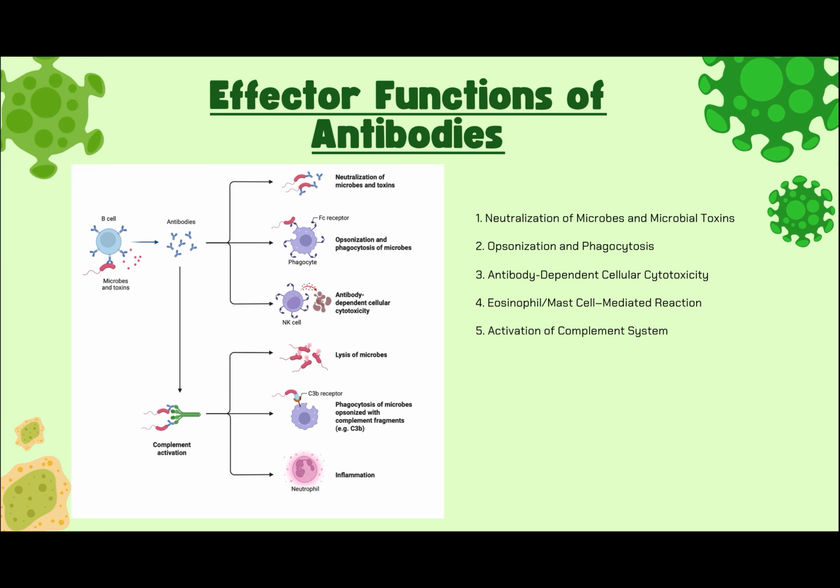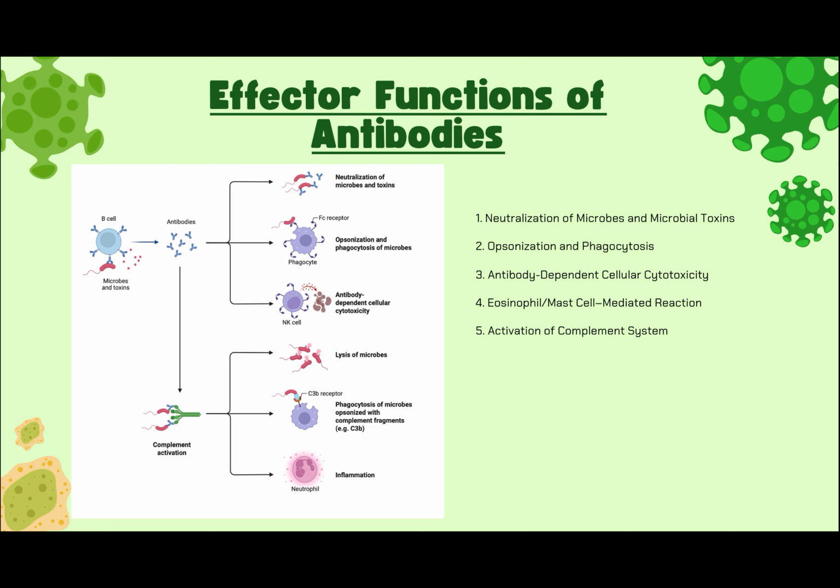Effector functions of antibodies. There are 5 main effector functions. Firstly, neutralization of microbes and microbial toxins. Antibodies bind to microbes or toxins and block their ability to infect cells. And second, opsonization for phagocytosis. Antibodies coat microbes and phagocytes recognize Fc portions via the Fc receptors and enhance ingestion. Then there's antibody-dependent cellular cytotoxicity. Natural killer cells bind to antibody-coated cells via the Fc receptors, and this leads to the killing of infected cells.